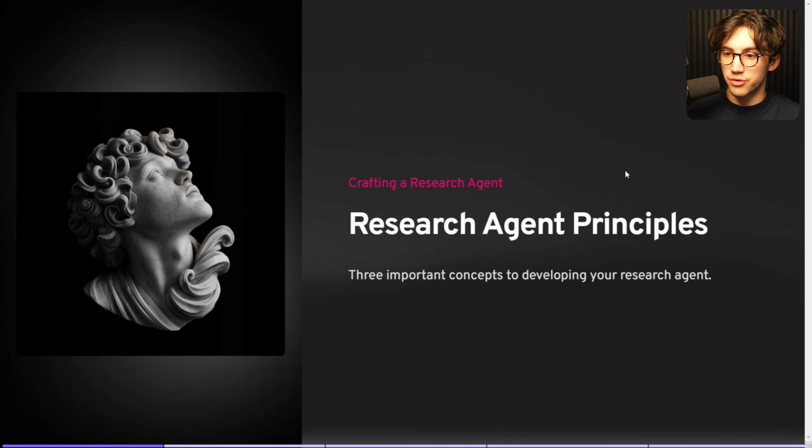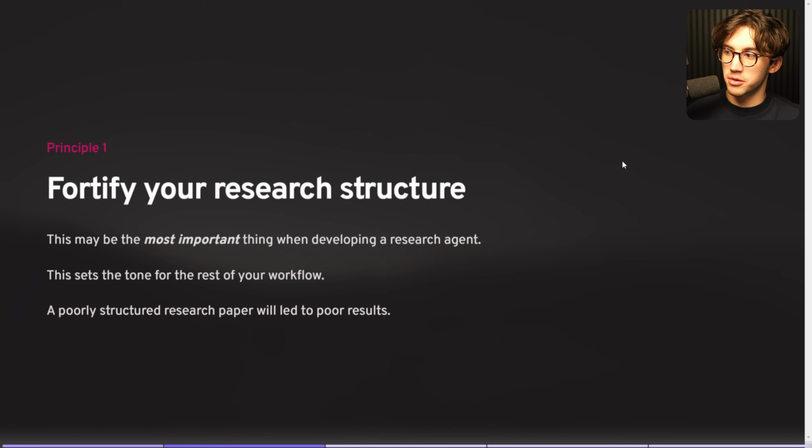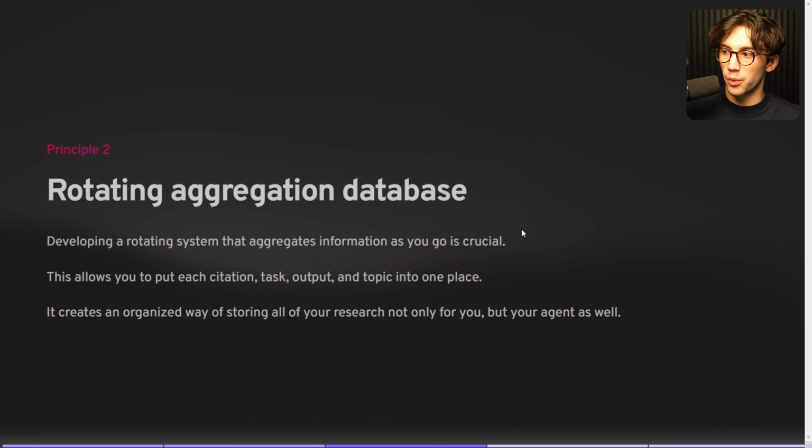Now, when you're developing a research agent, one of the first most important things is fortifying your research structure. So what happens in the beginning of the automation, before you even get into doing the research with Perplexity, O3, DeepSeek, whatever you're doing research with, that's cool, but that's the easy part. Fortifying your research structure may be the most important thing when developing a research agent. This sets the tone of the rest of your workflow. A poorly structured research paper is going to lead to poor results.